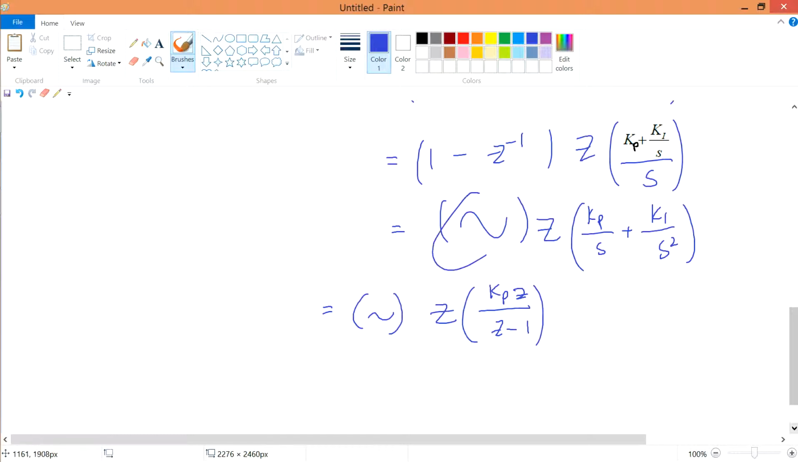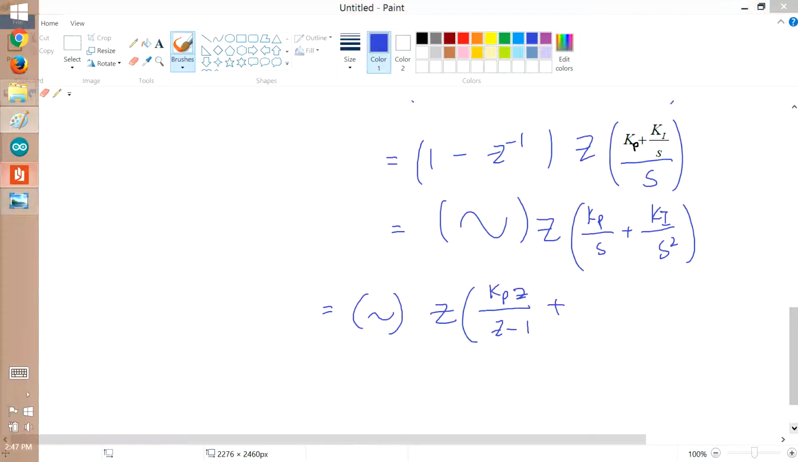And you may wonder why this thing equals this thing. Because I'm lazy to write, I just write this thing like that, in case you may have forgotten or you didn't pay attention, or you just skipped that particular part. So over here ki, the integral part, over s squared.